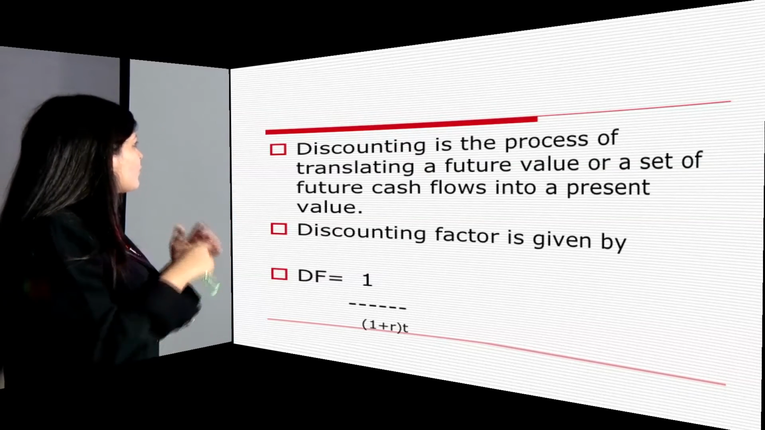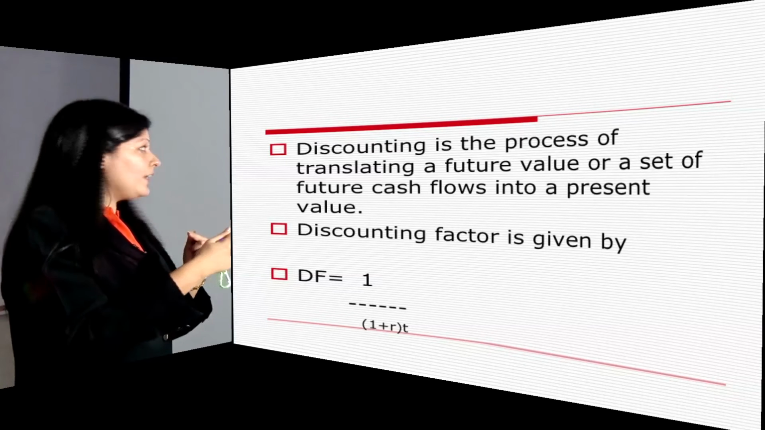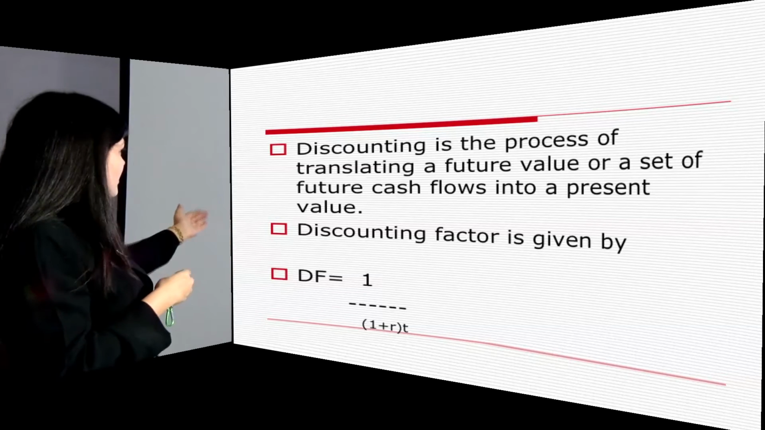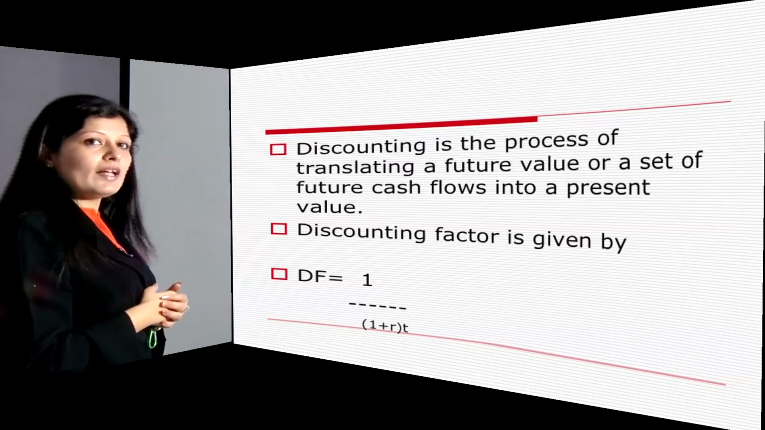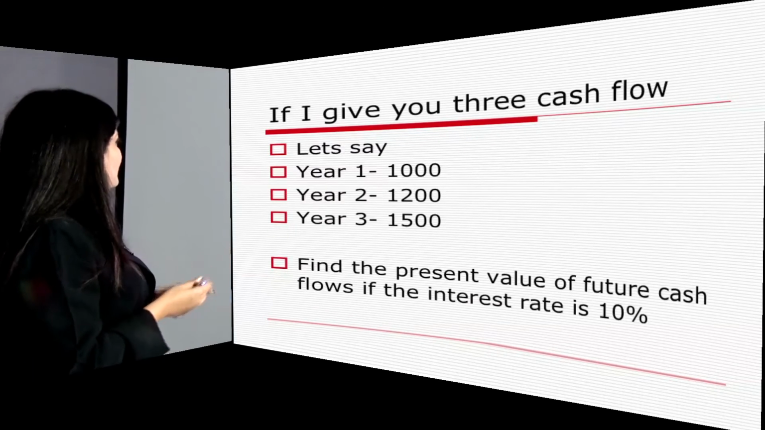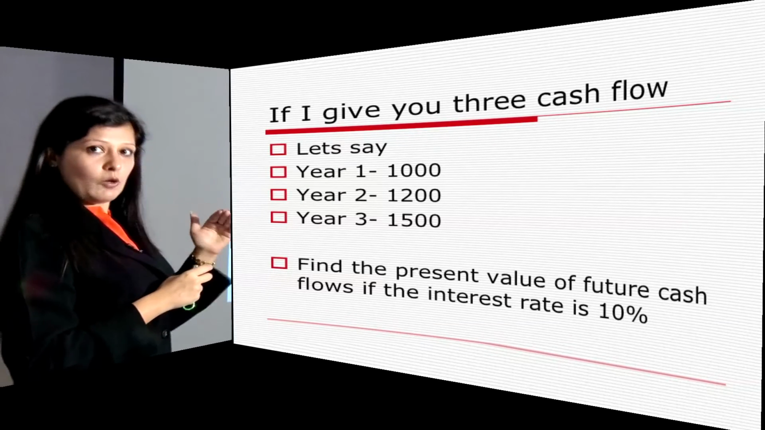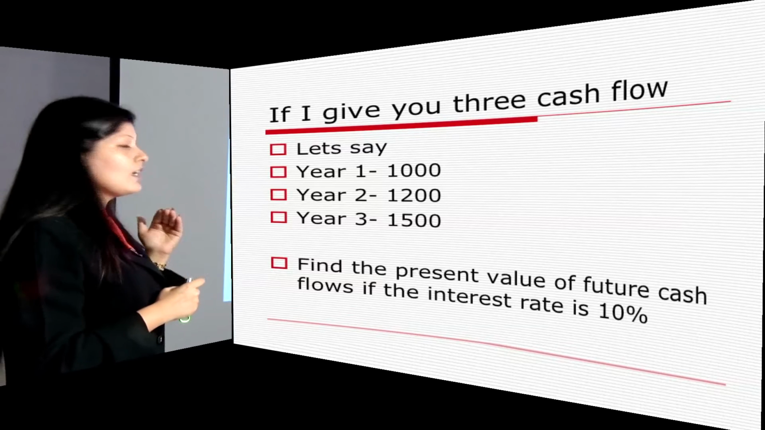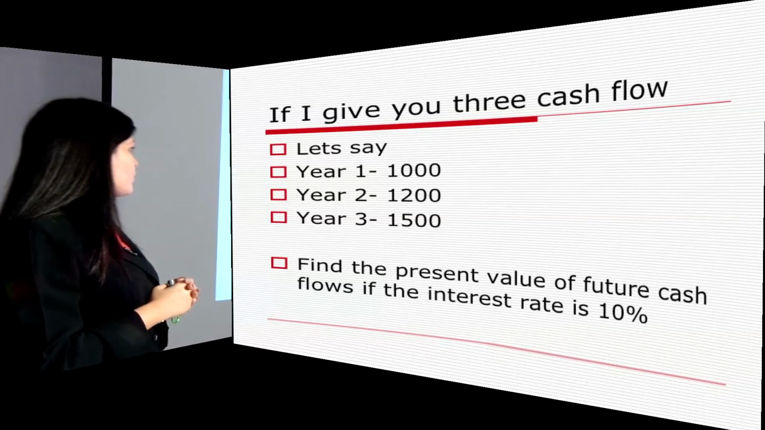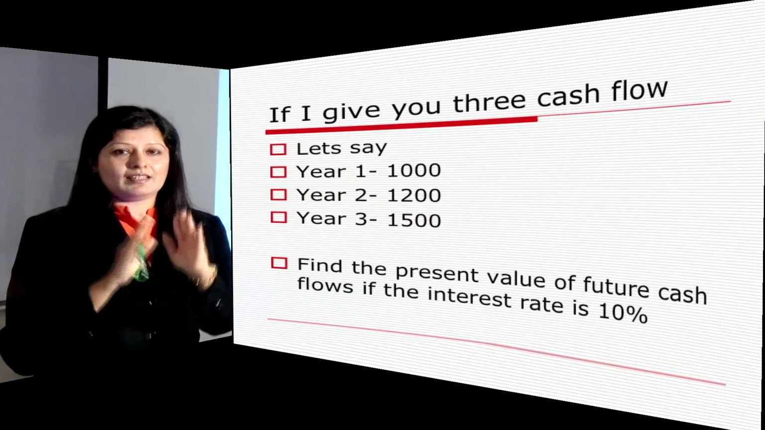Discounting is the process of translating a future value or a set of future cash flows into the present value, which is given by DF equals 1 upon (1 plus r) raised to t. Let's see, I give you 3 cash flows. Year 1, 1,000. Year 2, 1,200. Year 3, 1,500. Find the present value of future cash flows if the interest rate is 10%.